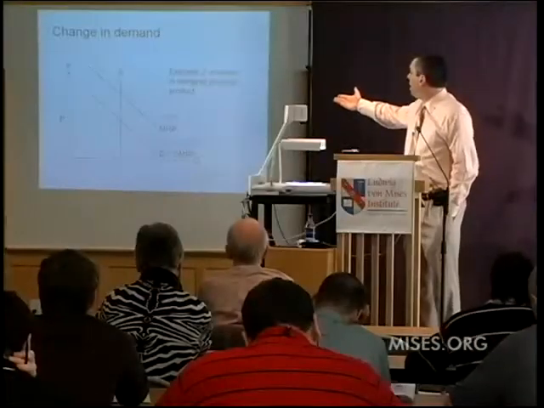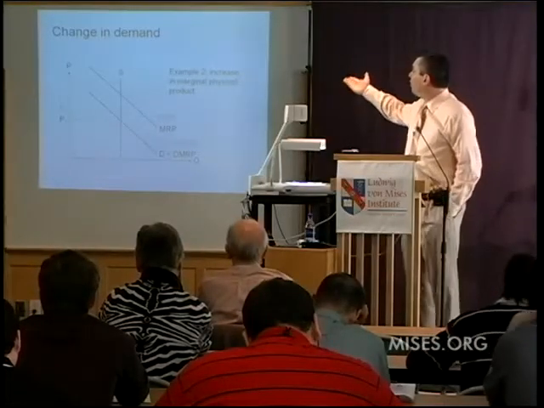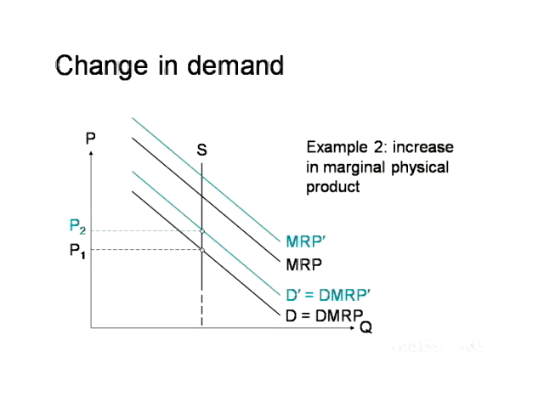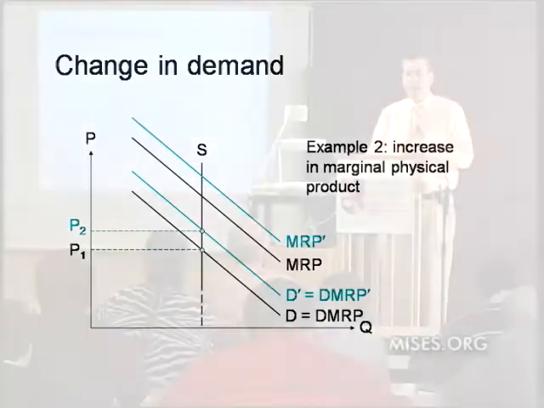Okay. You could also imagine that the interest rate stays the same, the discount factor stays the same, but the marginal revenue product itself changes, right? Suppose the marginal physical product goes up, and correspondingly the marginal revenue product goes up from MRP, the one in black, to MRP prime, the one in blue, right? Well, then that brings up the DMRP schedule with it, okay? And so the equilibrium price would rise from P1 to P2. You get the idea, okay?